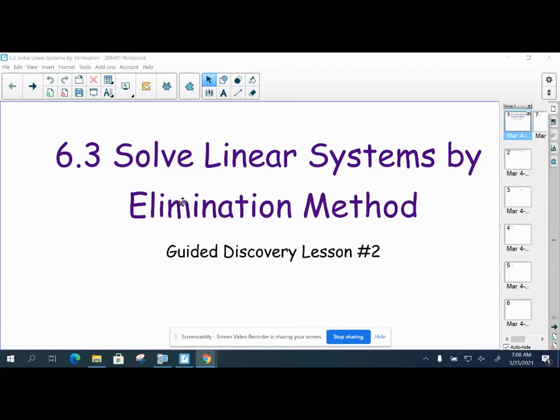Hello everyone, this is lesson 6.3, solve linear systems by elimination. So far you've learned how to solve systems of linear equations by graphing them and by the substitution method, but this is the elimination method, which you were exposed to when we did quadratic and linear equations, but this is a little bit different. It's easier, I think.